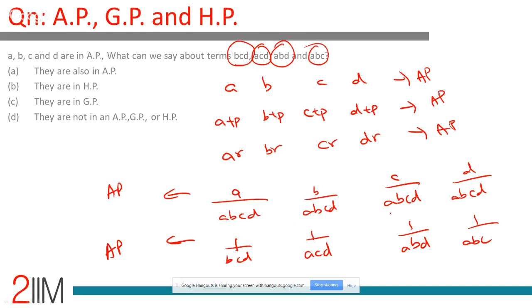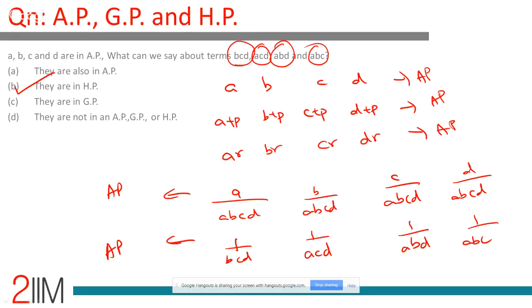BCD, ACD, ABD, and ABC. The reciprocals are in arithmetic progression. That means the numbers themselves are in harmonic progression. If A, B, C are in AP, that means 1 by A, 1 by B, 1 by C are in HP.